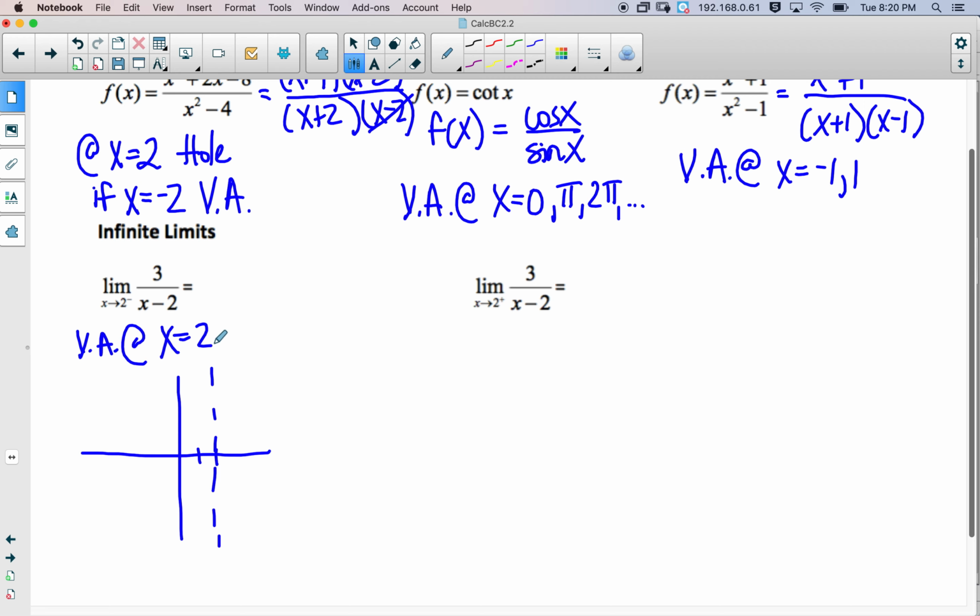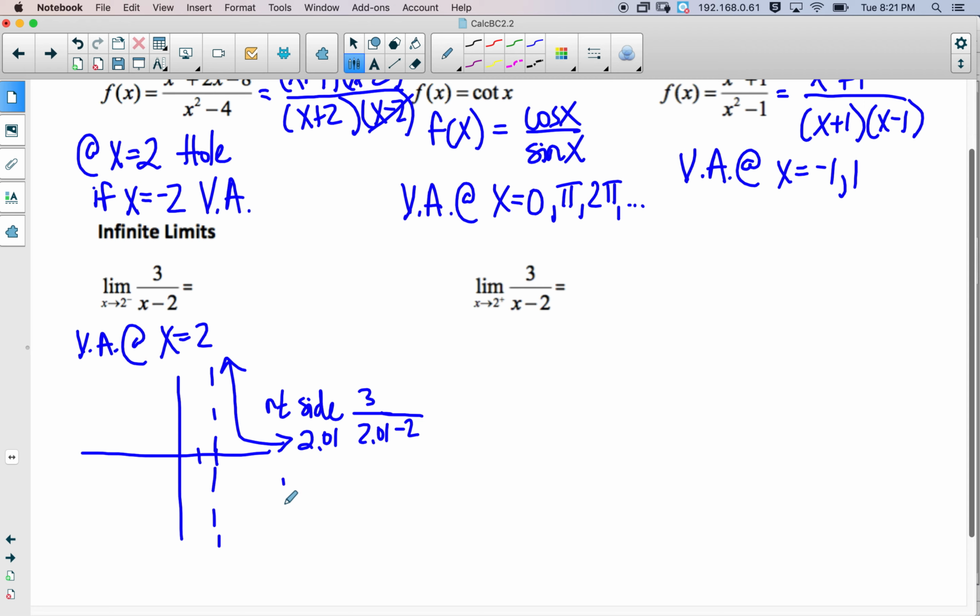So the right-hand side would be like a 2.01, for example. So if I do 3 over 2.01 minus 2, that's going to be a positive number divided by a positive number, because that would be positive. So as this number gets to be like 0.01, 0.001, 0.00001, this number is going to become a lot bigger, and it's going to be positive because I'm going to have a positive divided by a positive. So without using a calculator, I know that that's where the graph is going to go, the direction of the graph from the right-hand side.